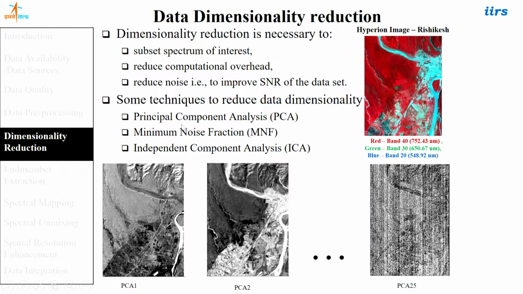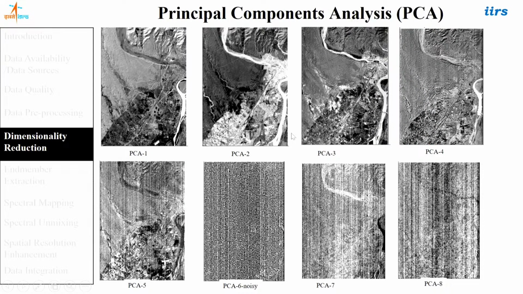Some of the techniques are principal component analysis, minimum noise fraction, and independent component analysis. So you see here, PCA is one of the data dimensionality reduction techniques. As I told, we are translating and rotating our data so that the maximum variance of the data goes into the newer components. The first component contains the maximum information, then the second, and as the number of components increases, the noise content will come into the picture. In the case of multispectral data, this trend will be followed.